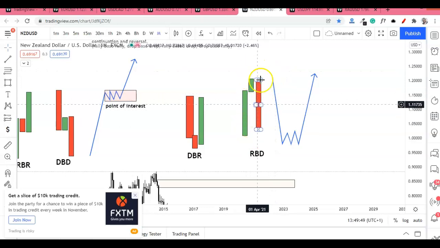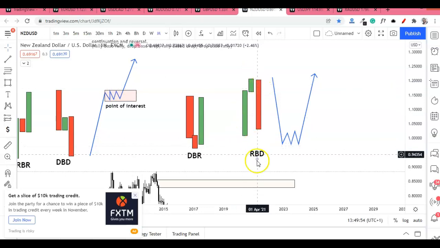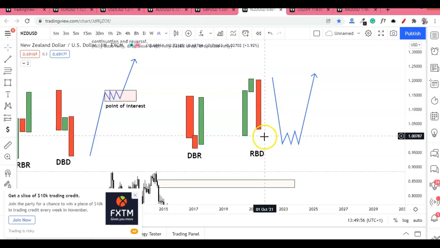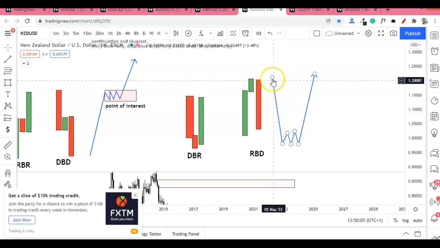Same thing with the rally-base-drop. We have a leg up, a consolidation, and a leg down. So what are we expecting as traders? We are expecting price to come back into the base, which is our point of interest. Take note, point of interest, so that we can decide if we are to take this trade or not.